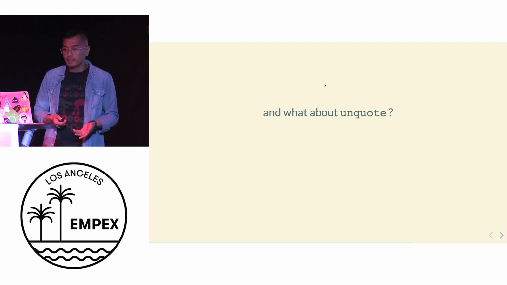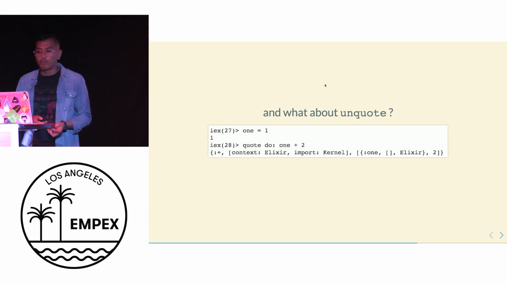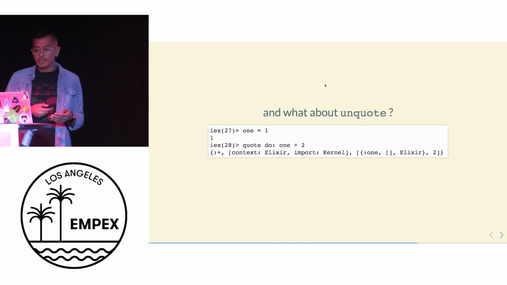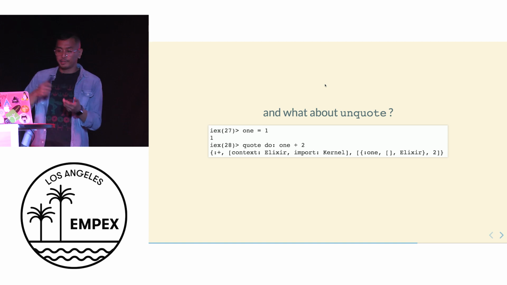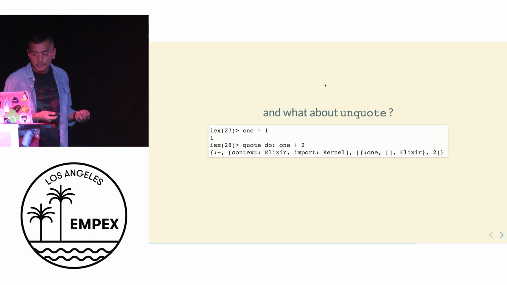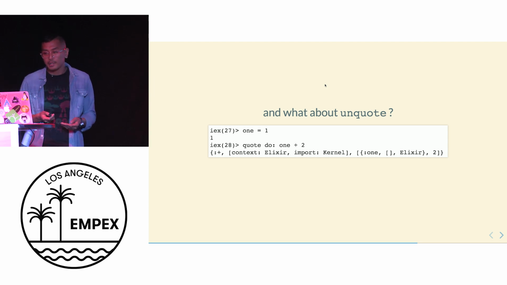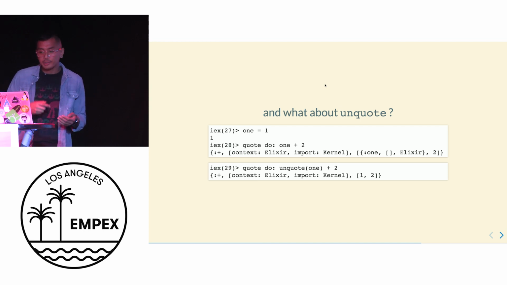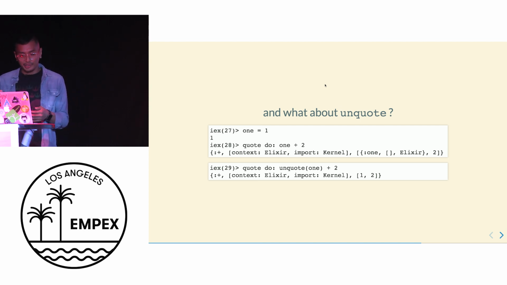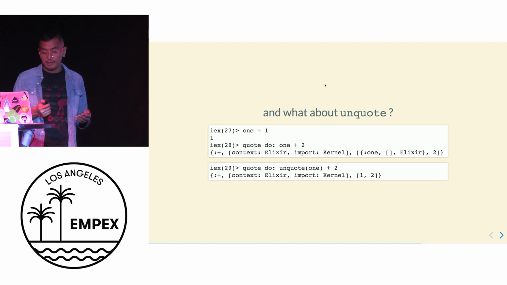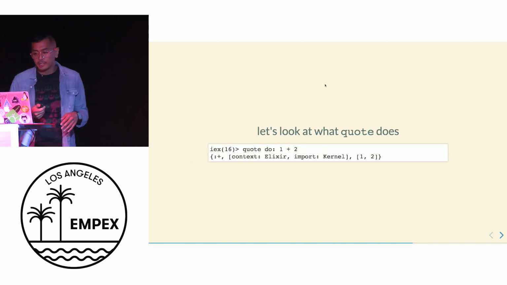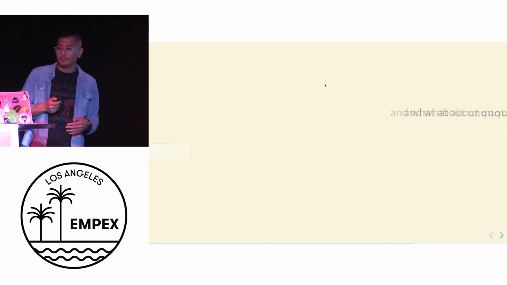So what about unquote? Let's say we bind one, the word, to 1. And then we try to do quote do on one, the word, plus 2. We now see that one is an atom, and it's no longer the number 1. So what unquote does, if we quote do unquote one, the word, plus 2, now we get exactly what we had previously here, the AST with the actual parameters of 1 and 2.